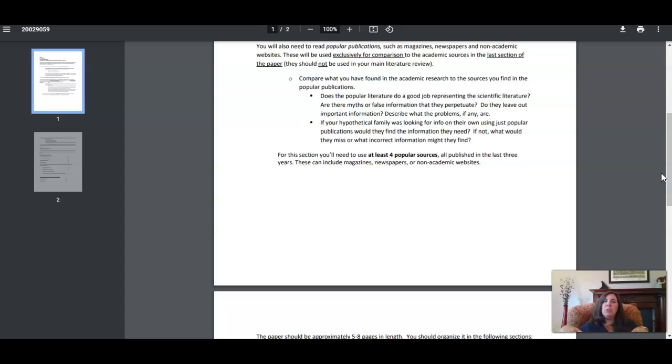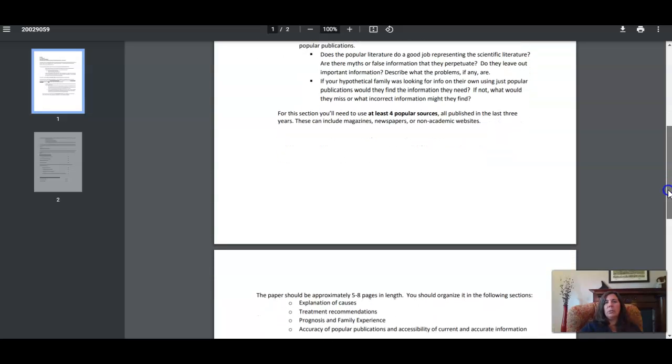And they are only to be used for this last section. So they cannot be used in the main body of the paper at all. You're going to compare what you found in your academic research to the sources that you find through this Google search, and you're going to look at these questions as a way of focusing that. So you'll need at least 4 of those popular sources or websites.